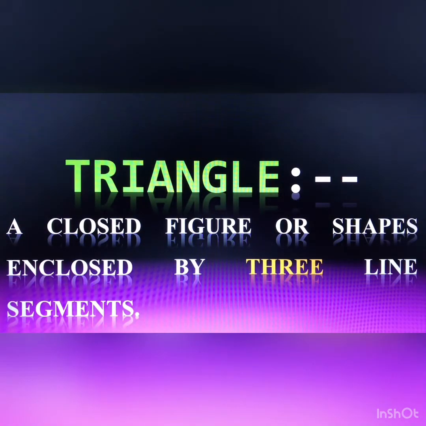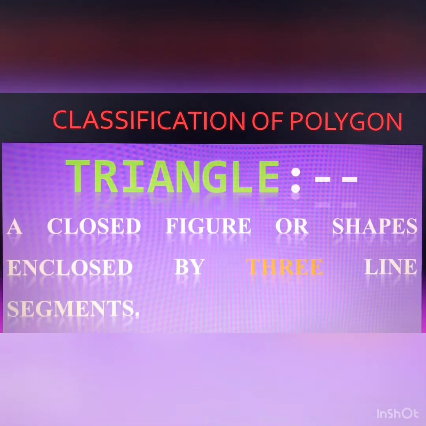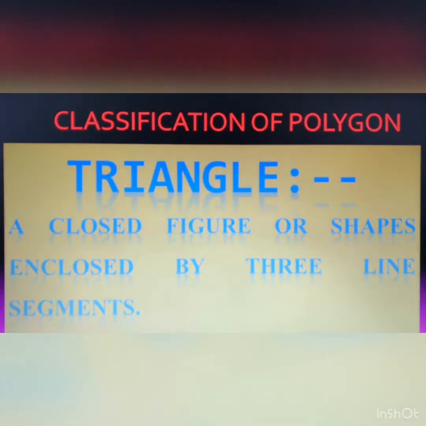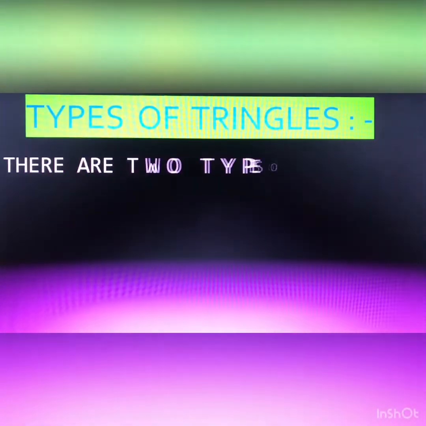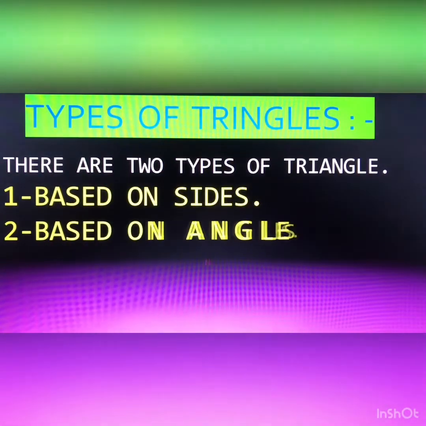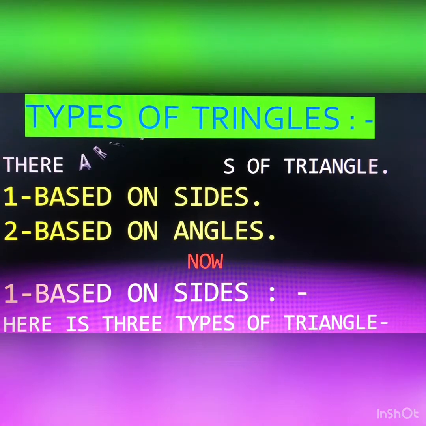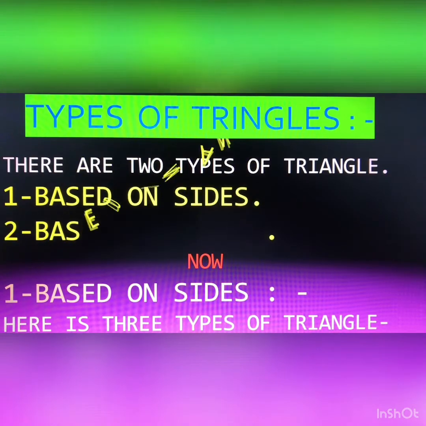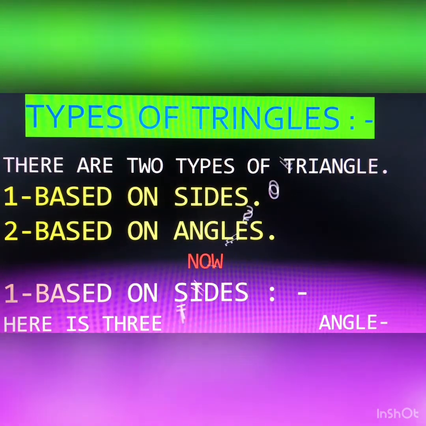So now the first one, triangle. What is a triangle? We will classify it here under polygons. A closed figure or shape enclosed by 3 line segments is known as a triangle. Now, types of triangle: there are two types of triangle. One is based on sides and the second is based on angles. First we will discuss triangles based on sides.